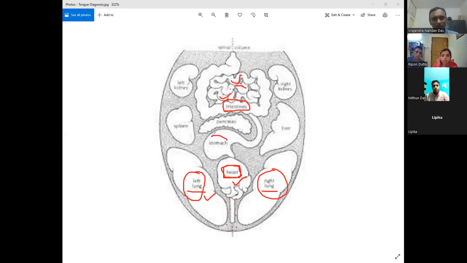And in between the stomach and intestine is the pancreas, which is responsible for digesting our sugar.